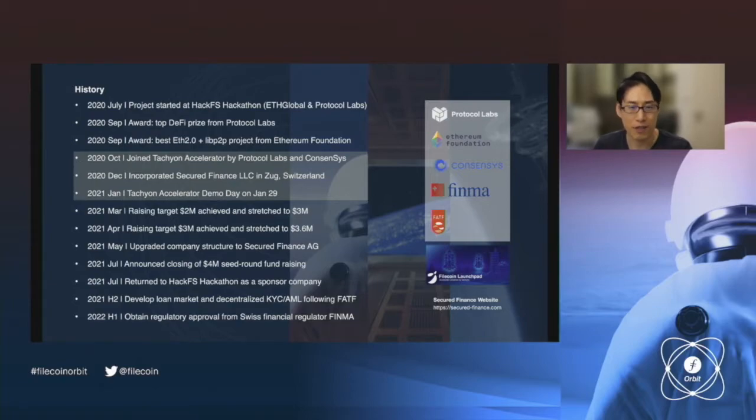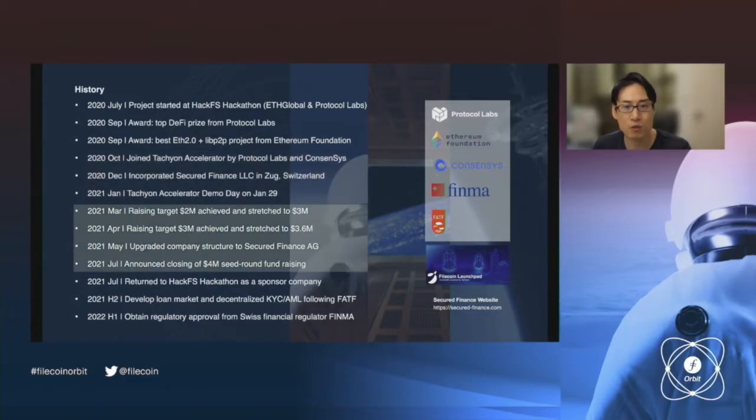It gave us confidence and endurance throughout the fundraising period. Since the demo day on January 29th, we hit the road for fundraising. In about a month, we achieved an initial target of $2 million. We were so lucky to meet strong founder-level investors who really share our vision, so we decided to stretch our goal to $3 million. In July, we finally announced the closing of the $4 million seed fundraising.